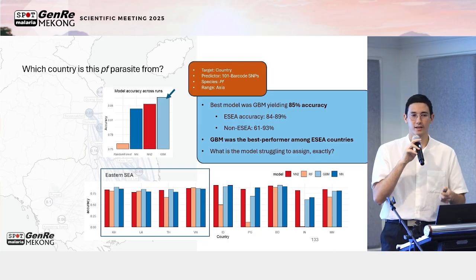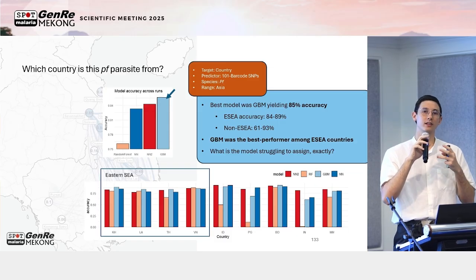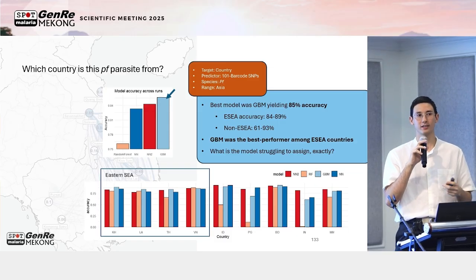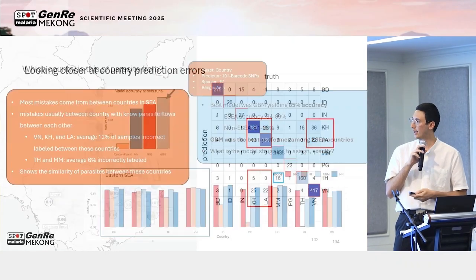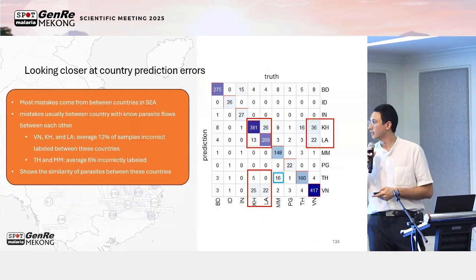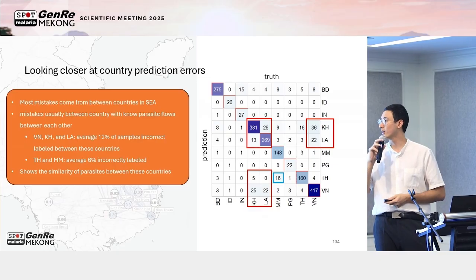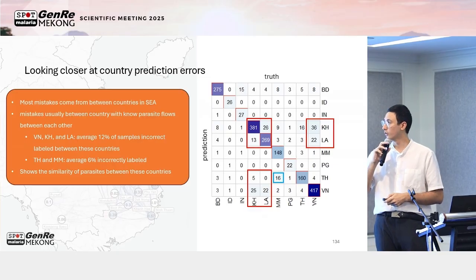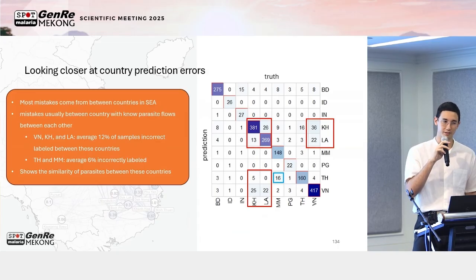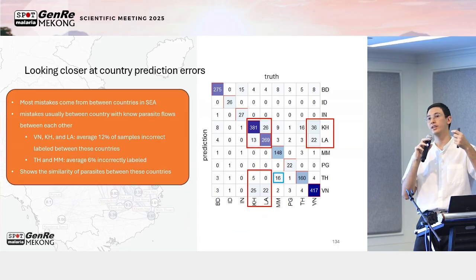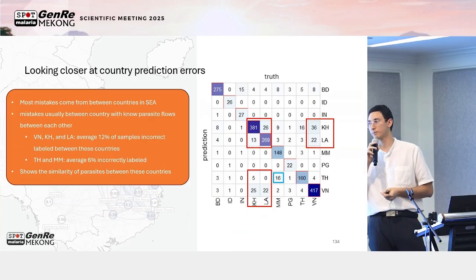And so we wanted to look closer at what exactly is this model struggling with. So what are the misclassifications? And looking closer, we see that most of the mistakes this model makes is between countries in the Southeast Asian region, and especially between countries with known parasite flows between each other. So like with Cambodia, Laos, and Vietnam is one compartment, and Thailand and Myanmar is another compartment.